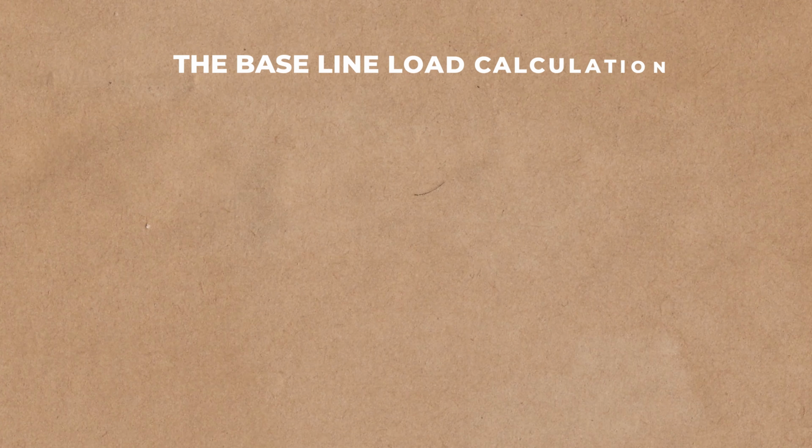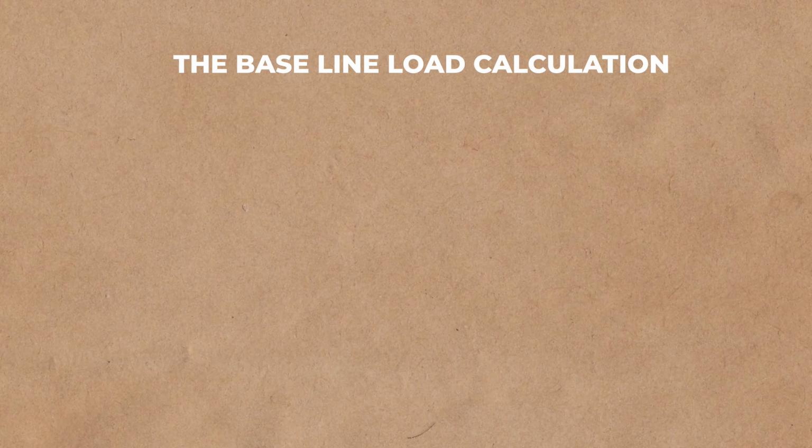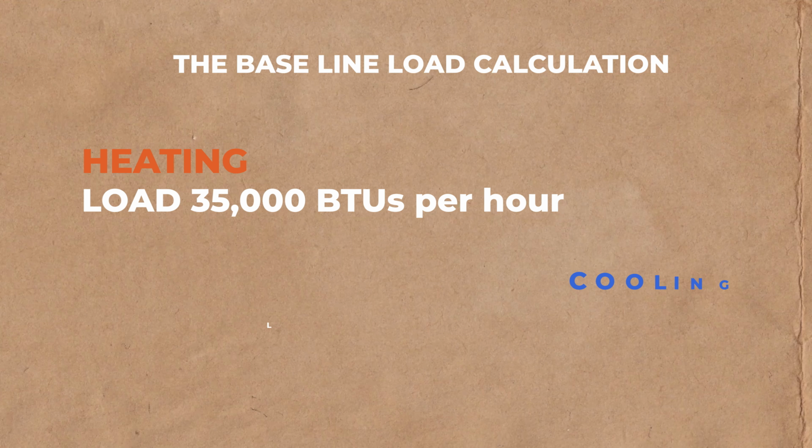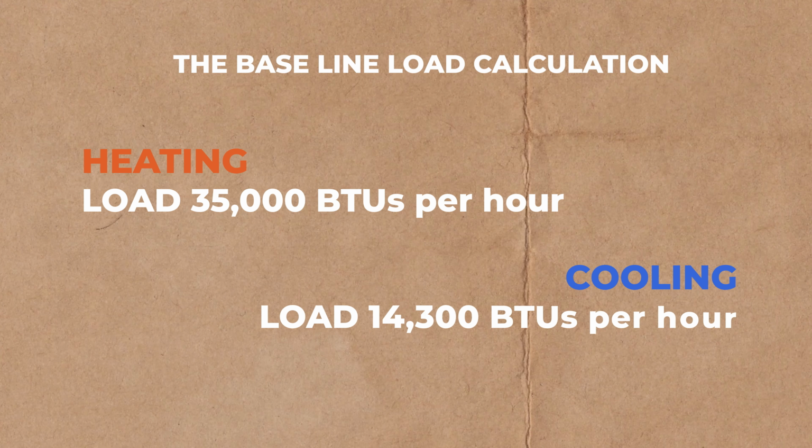So let's take a look at the potential energy savings from each of 5 different scenarios that this client could use to improve the energy efficiency of his home. The baseline load calculation shows a heating load of around 35,000 BTUs per hour and a cooling load of around 14.3 thousand BTUs per hour.